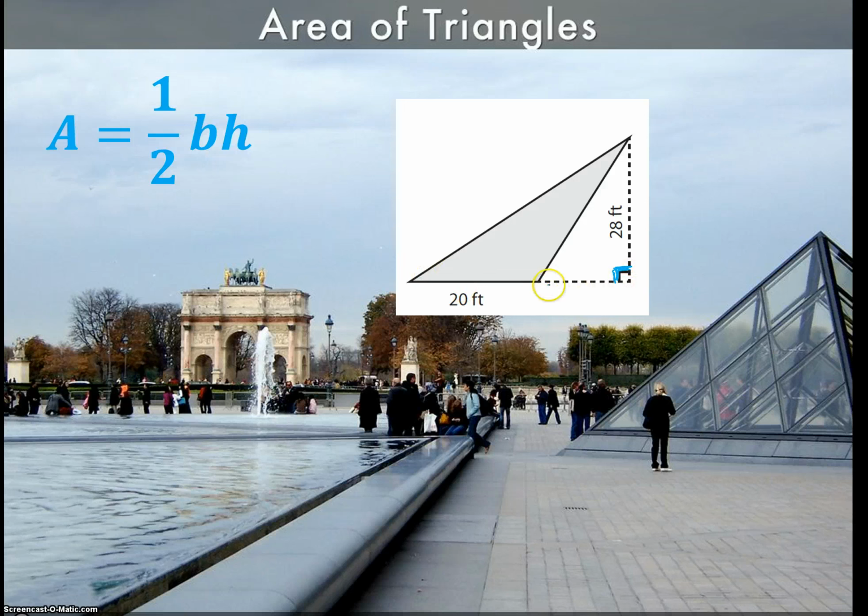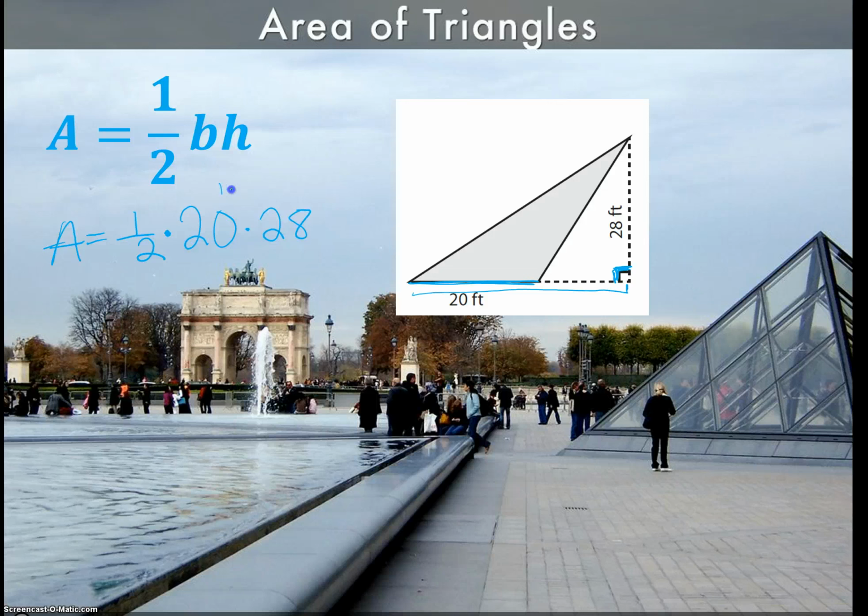Like in this diagram right here, your base is 20. It does not extend all the way over to the right angle. It's just the 20, and then the height, how tall the triangle is, 28. So pause and see if you can substitute into the formula. All right, now looking, if you put a 20 in for the base and a 28 in for the height.